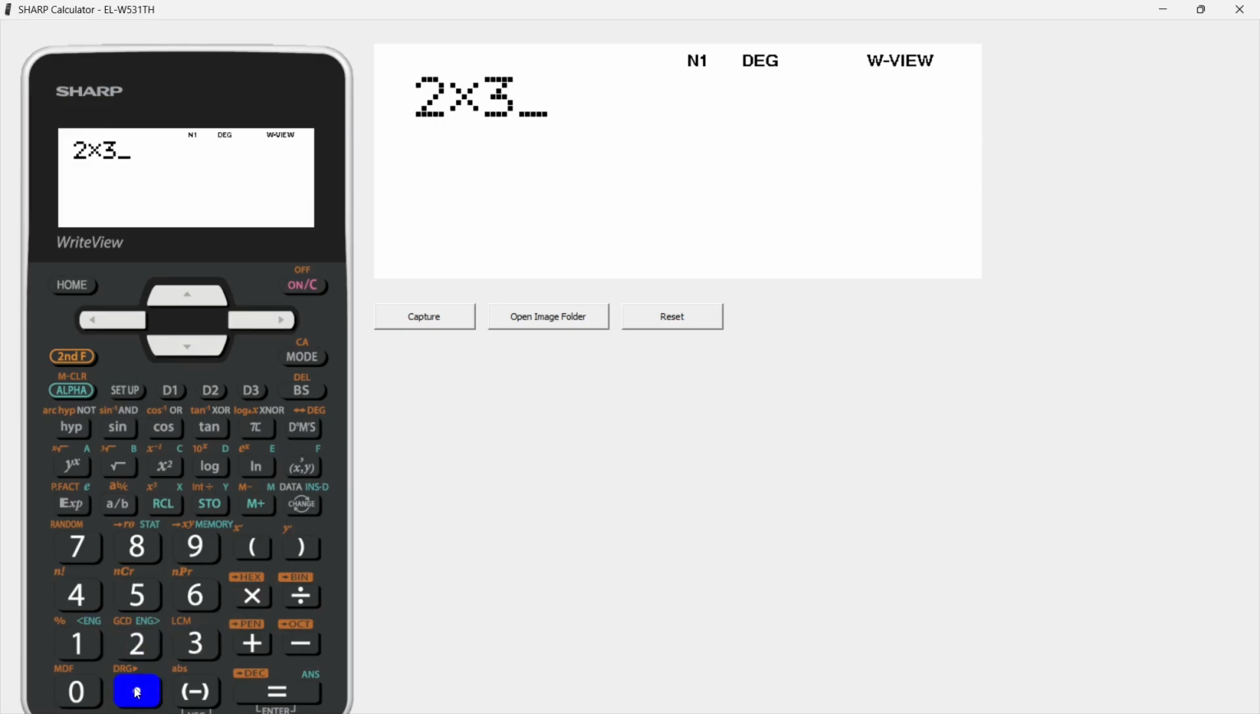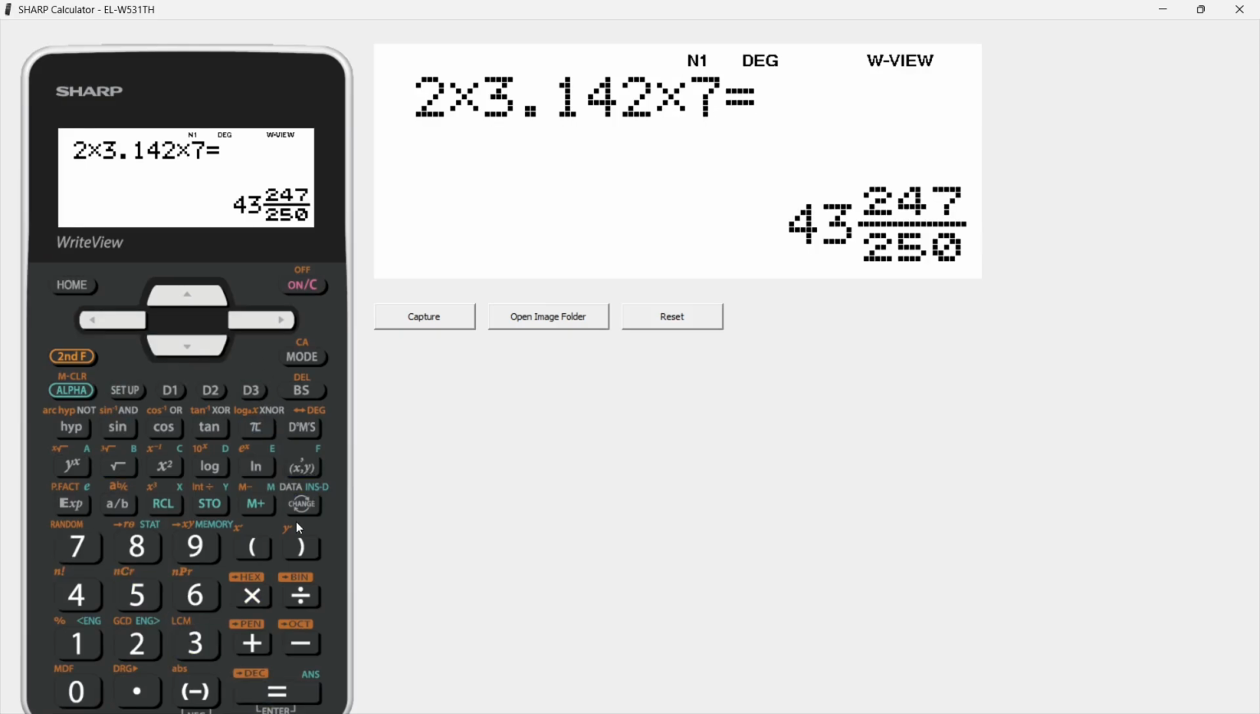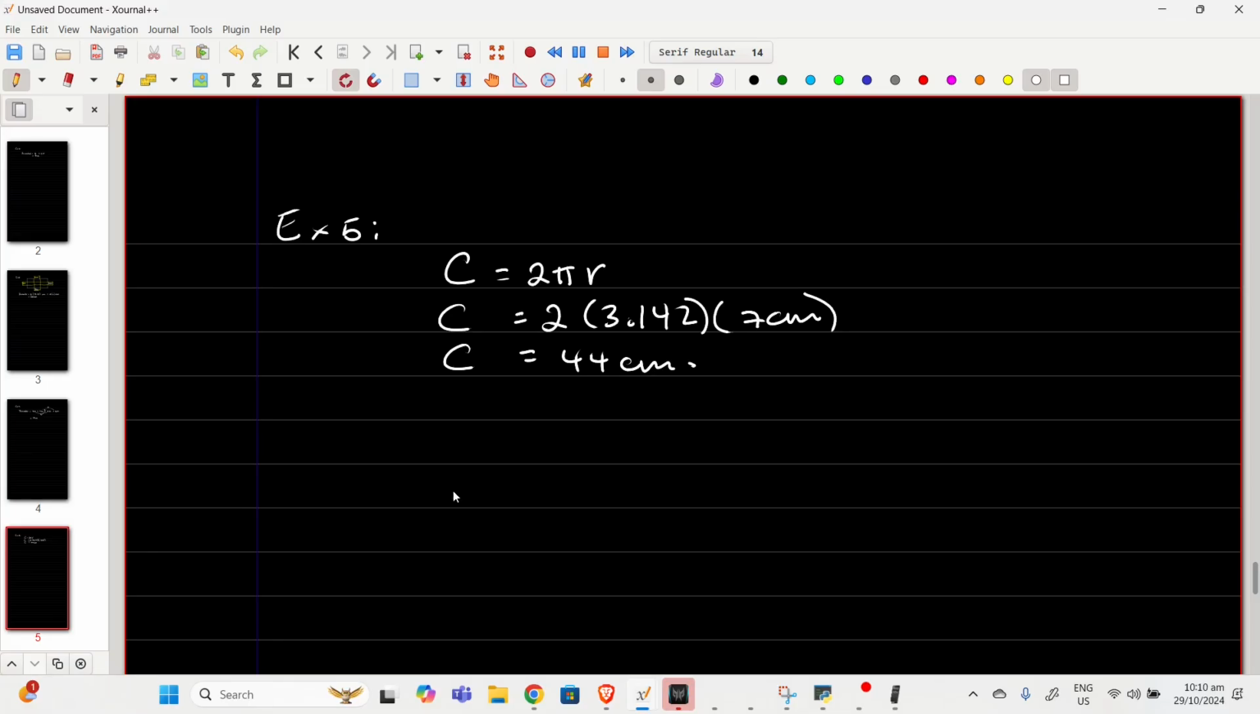2 times 3.142 times 7, and we get an answer of 43.988, or we can say 44. Now, to show you will get the same answer with the other formula, we'll use the diameter to calculate the circumference as well. The diameter is simply twice the radius.